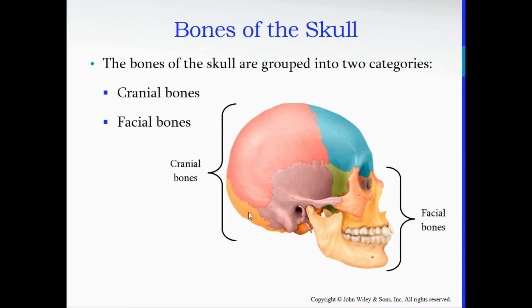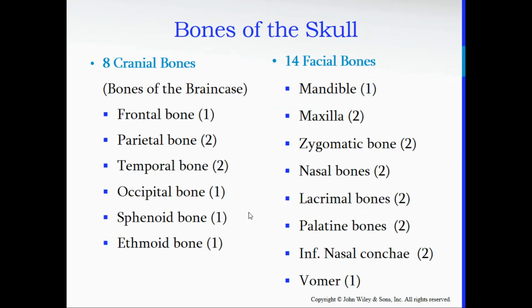The bones of the skull are grouped into 2 categories. There are the cranial bones, they make the brain case, and your facial bones, and that's pretty self-explanatory. They make up your face. There are 8 cranial bones. You can see there the list of all the cranial bones. 2 of them are paired, meaning that you have 2 of them. The frontal bone, the occipital bone, the sphenoid, and the ethmoid bone are all singular. The parietal bone, there are 2, your right and left parietal bones, and the temporal bones, your right and left temporal bones, and that's a grand total of 8.